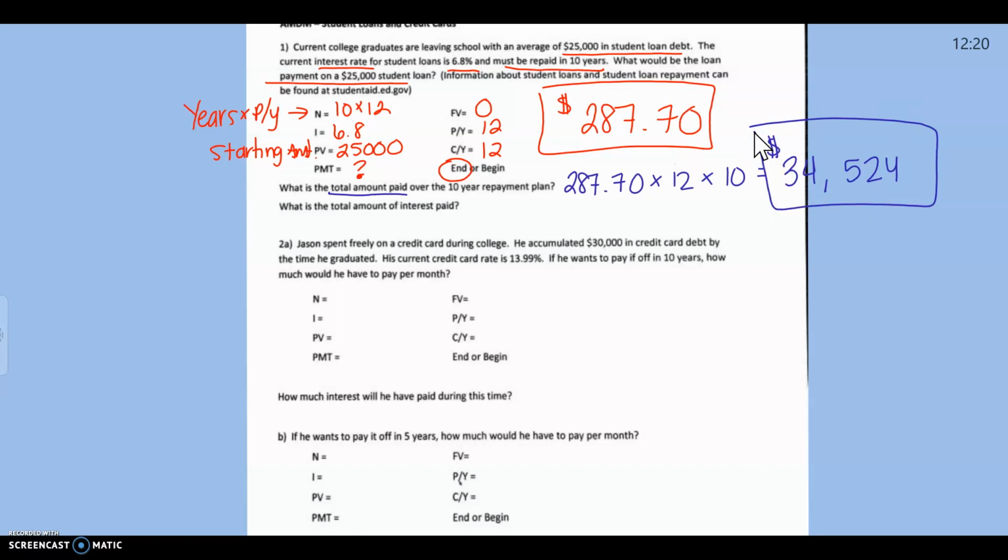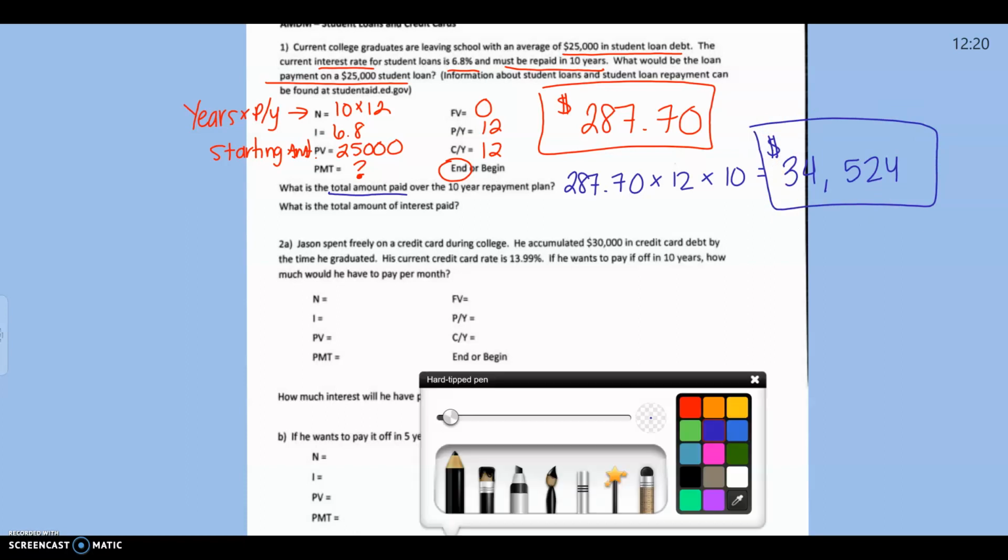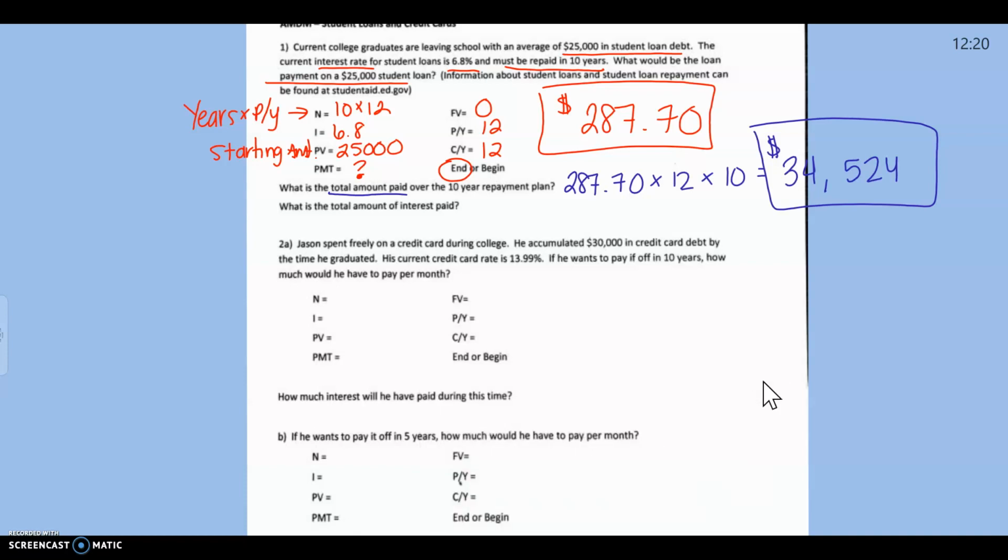Our debt was only $25,000, and now by the time I pay in 10 years, I now have paid $34,524 on my debt. So when it says total amount of interest, y'all, interest is the difference because the $25,000 pays your loan. You paid $34,000, so you have to do your $34,524 minus whatever your debt was when you started. So minus $25,000. And you're going to get $9,524 in interest.